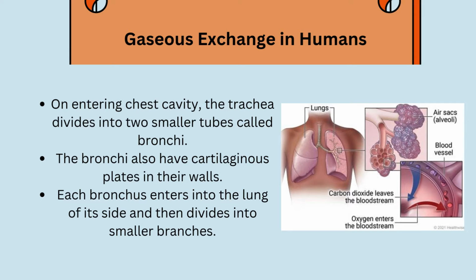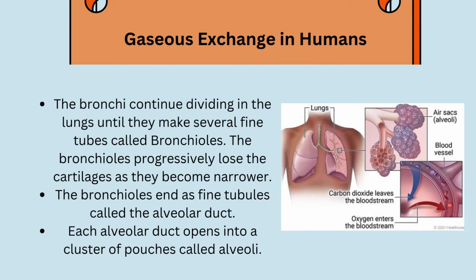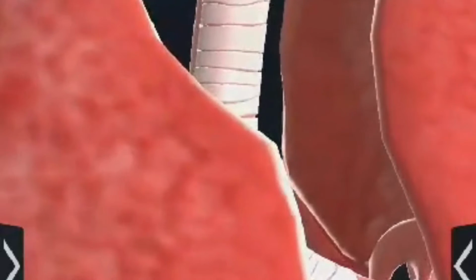The bronchi also have cartilaginous plates in their walls. Each bronchus enters into the lung of its side and then divides into smaller branches. The bronchioles progressively lose the cartilages as they become narrower. The bronchioles end as fine tubules called the alveolar ducts. Each alveolar duct opens into a cluster of pouches called alveoli.